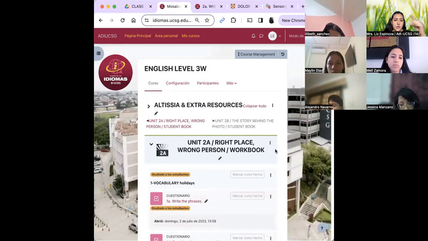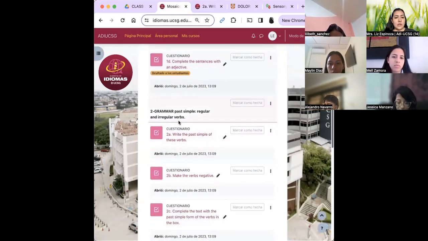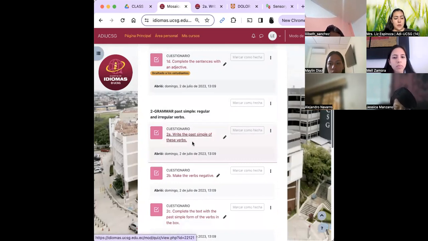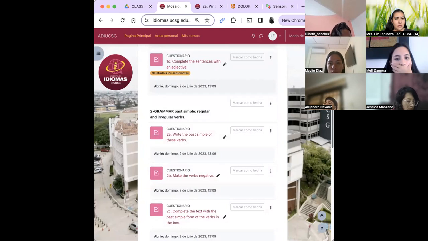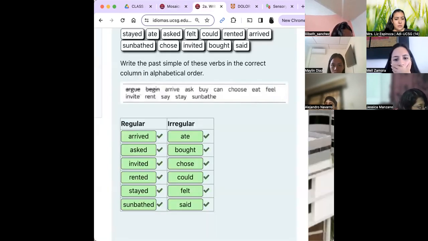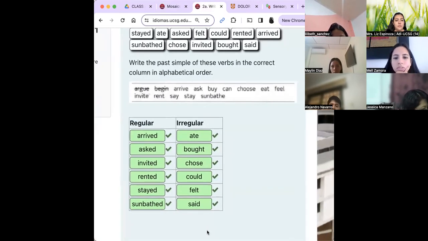You can refresh and it says Unit 2A workbook. The first one of grammar, write the past simple of the verbs. Miss, regular is with ed and d. Yes, ED.